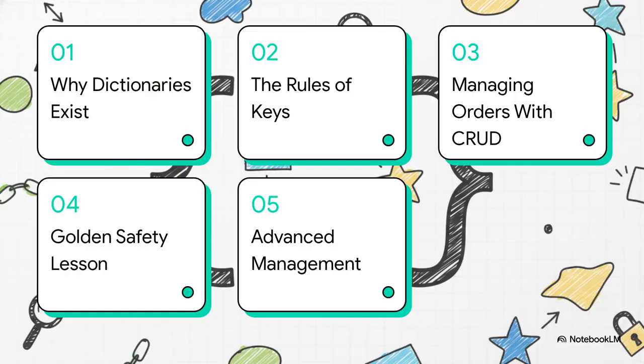Okay, let's take a quick look at our roadmap for building a crash-proof system. We're going to cover why dictionaries exist, the rules of keys, managing orders with CRUD, the golden safety lesson, and advanced management. Let's dive in.